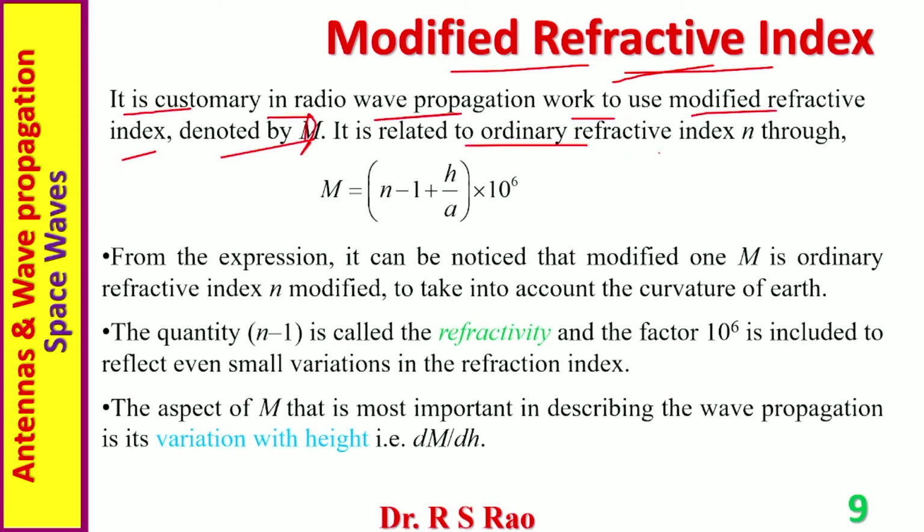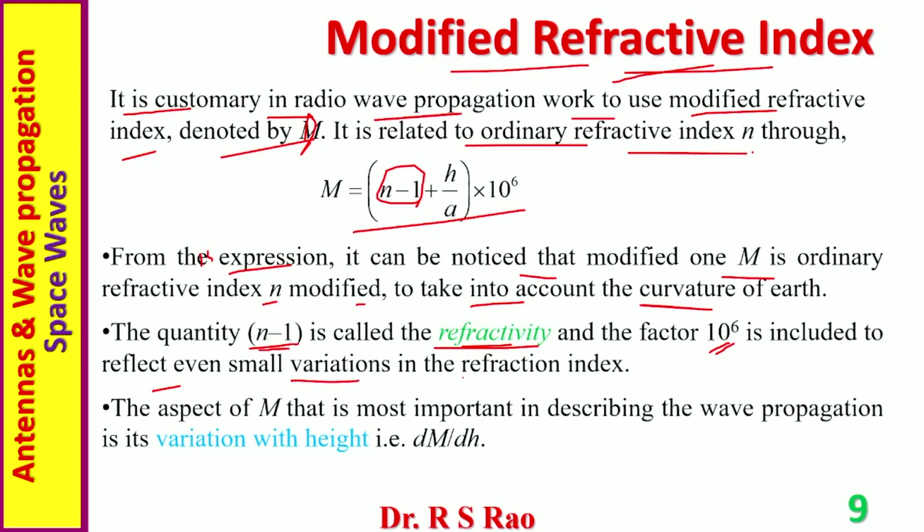It is related to ordinary refractive index n through the relation M is equal to n minus 1 plus h over a, multiplied by 10 power 6. From this expression, it can be noticed that modified M is the ordinary refractive index n modified to take into account the curvature of Earth. The quantity n minus 1 is called refractivity. Here is n minus 1. This part is called refractivity, and the factor 10 power 6 is included to reflect even small variations in the refractive index.